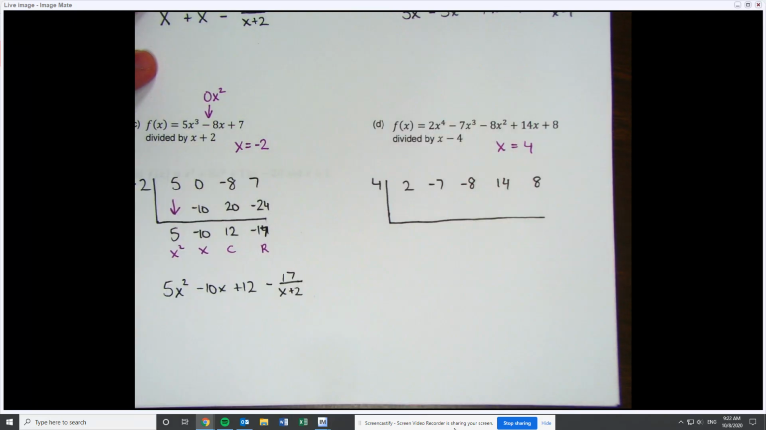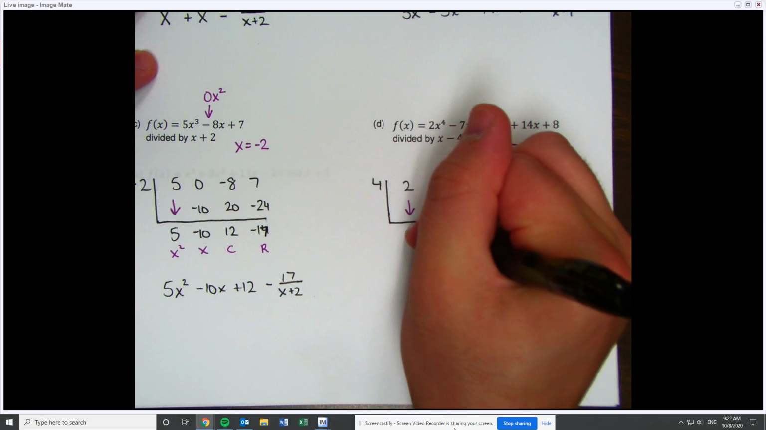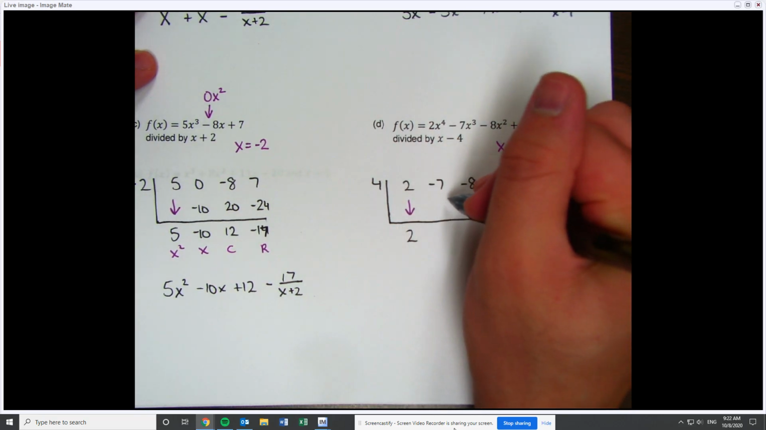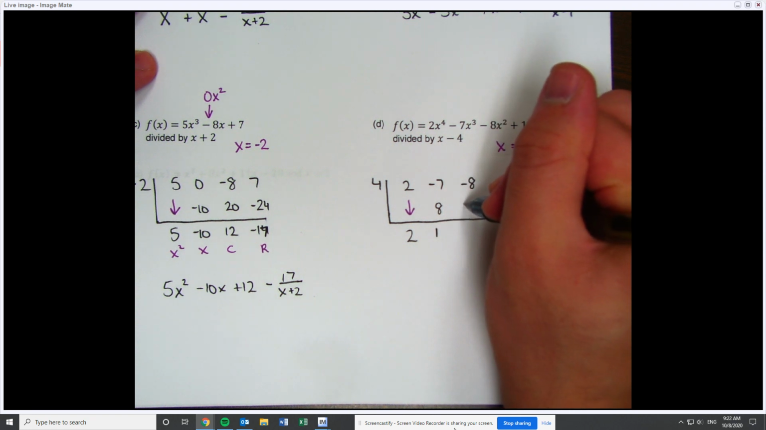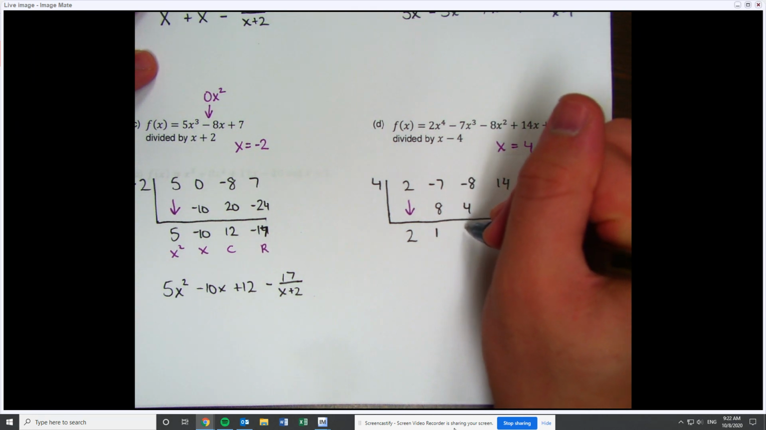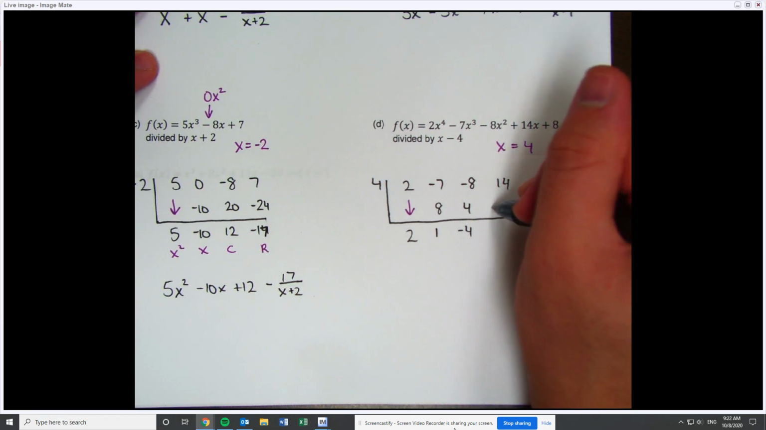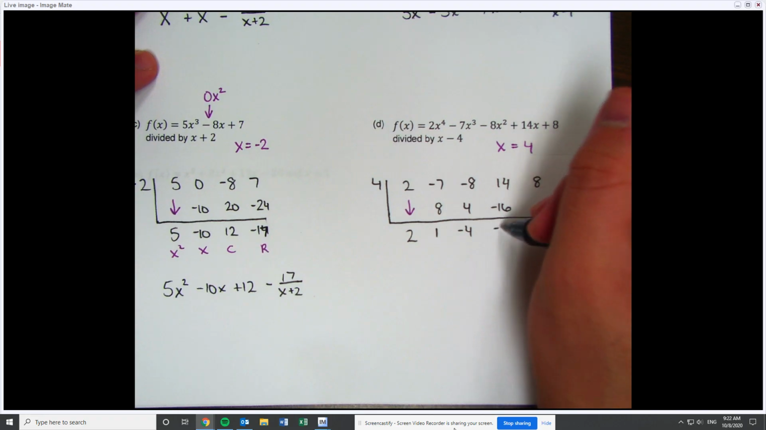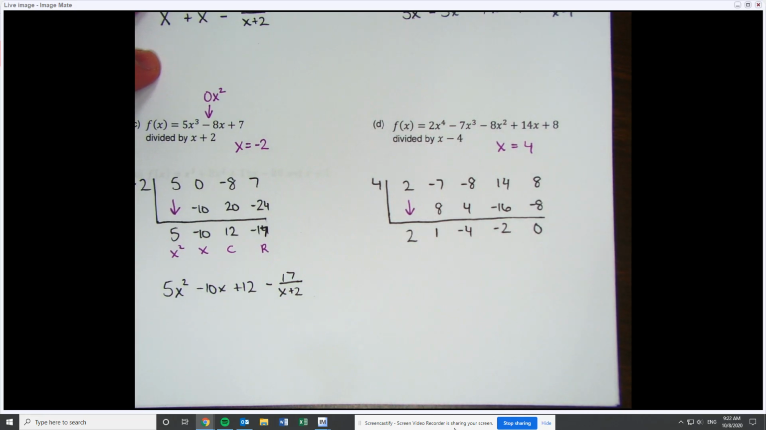All right, so now I will drop my first one down. 2 times 4 is 8, plus -7 gives me 1, times 4 is 4, plus -8 is -4, times 4 is -16, plus 14 is -2, times 4 is -8, plus 8 is 0. So hopefully you're getting a really good handle on synthetic division.